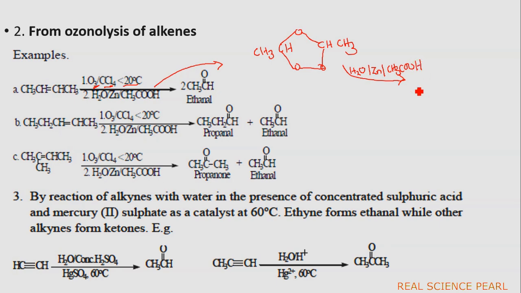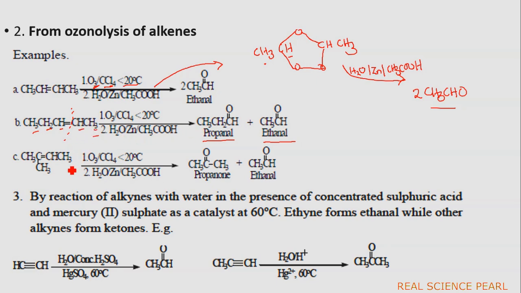Then with zinc and ethanoic acid, we shall be able to get 2 molecules of ethanal. The 2 molecules of ethanal is because we're having CH3CH. It means we shall get an aldehyde that is ethanal. Then in case it is not symmetrical, like here we are seeing CH3, CH2, CH, then CH2, CH3, it means to separate from here, we shall get this aldehyde, and also this side we shall get an aldehyde, which is here we shall get propanal, then here we shall get ethanal coming from this last chain.